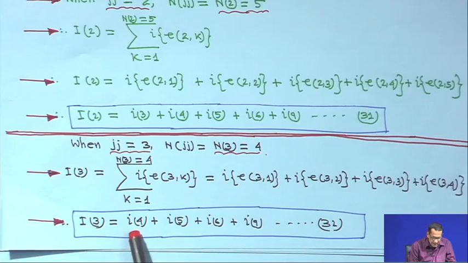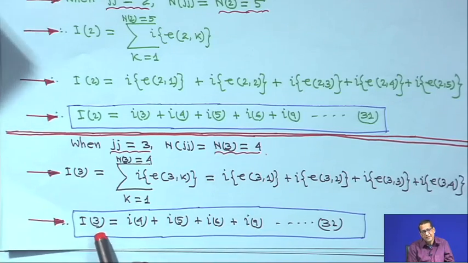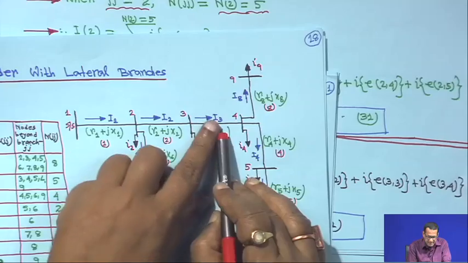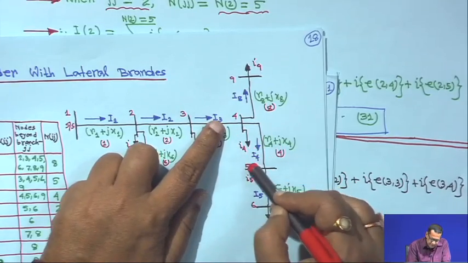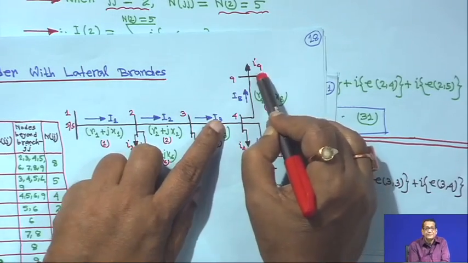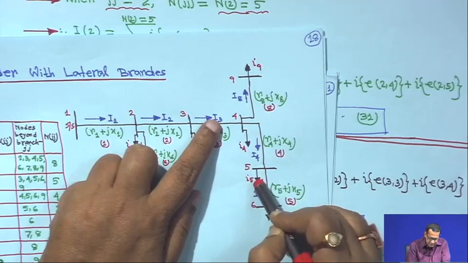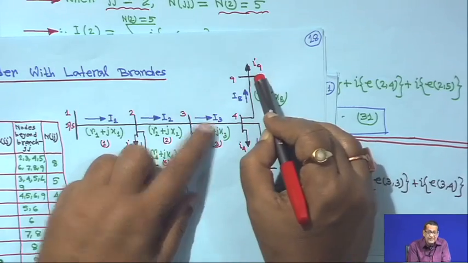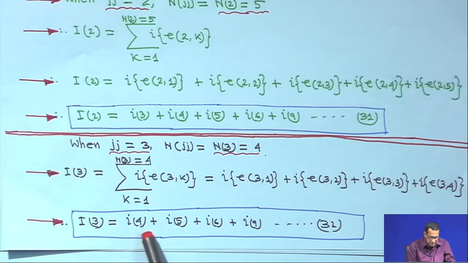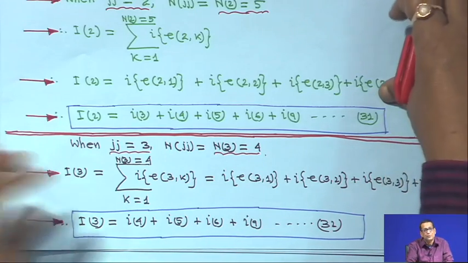So, it will be I3 is equal to I4 plus I5 plus I6 plus I9, that is the current through branch 3. That means this is your branch 3, and beyond this these are the load currents I4, I5, I6 and I9. So, I3 will be equal to I4 plus I5 plus I6 plus I9. This is equation 32.